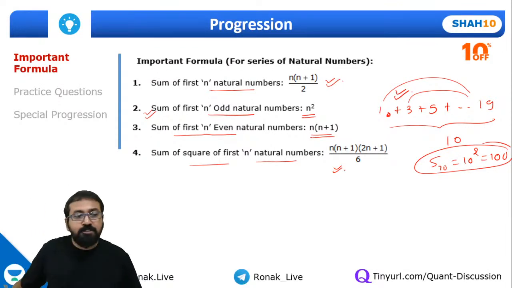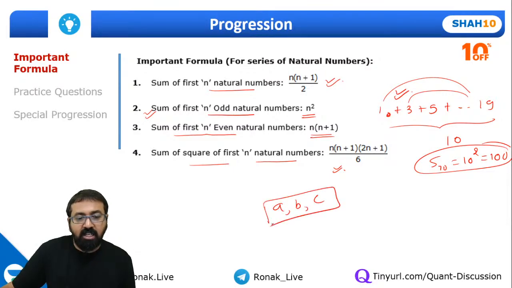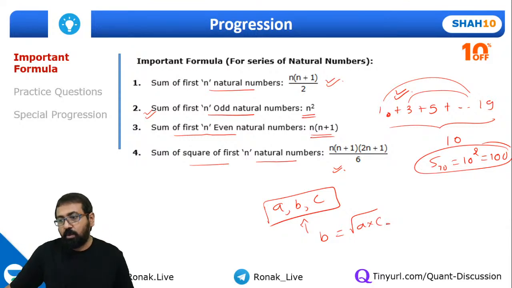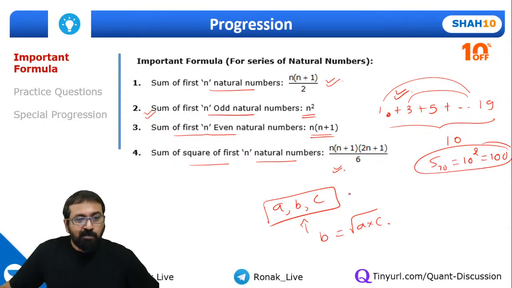So the mean of GP, we missed that. Okay, so let me just write it over here. If these three numbers A, B, C are in geometric progression, then this B, that is the geometric mean, will be equal to under root of A into C. Okay, guys, in fact, let me explain this thing.